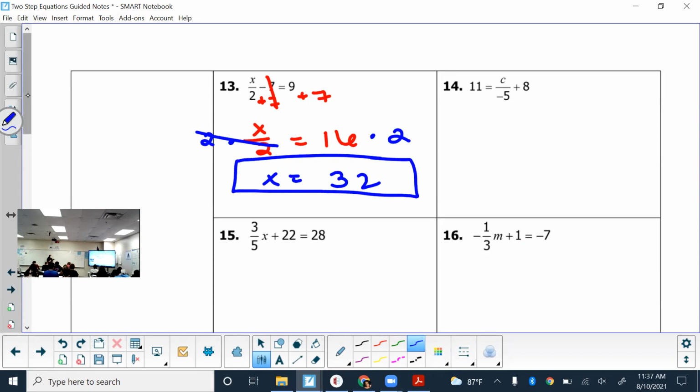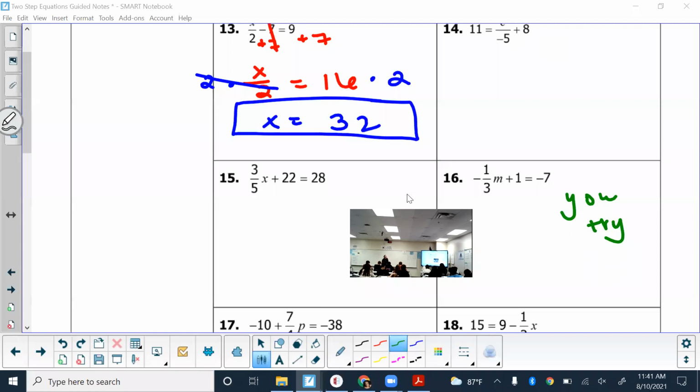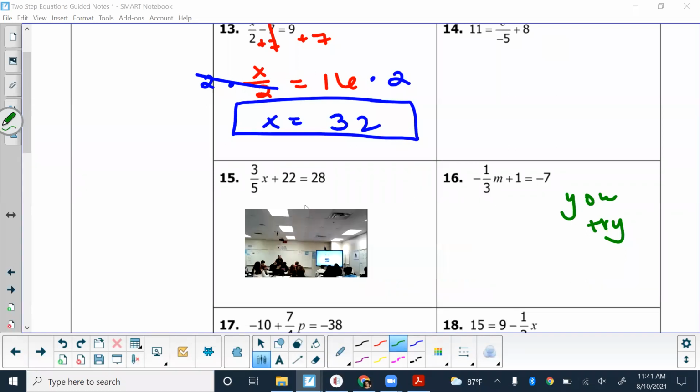All right, I'm gonna give you guys one with a fraction. We did learn how to do fractions, so, you know, kind of putting it on you. Try number 16 next. So 2 steps, figure out which one you get rid of first. What do I get rid of first on 16? Do I get rid of the negative 1/3 or the plus 1?